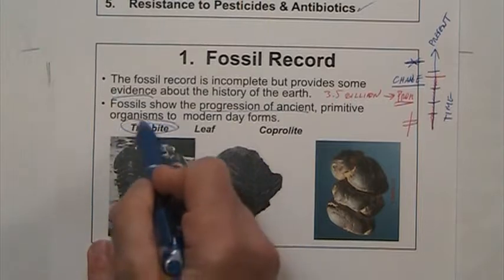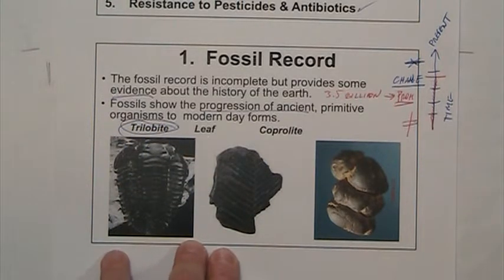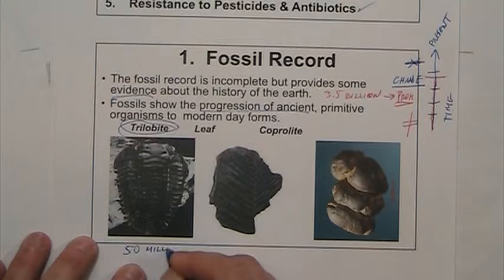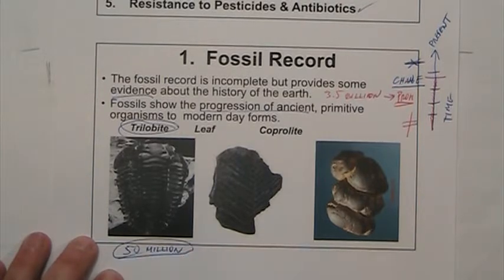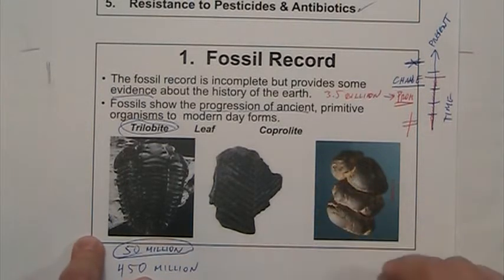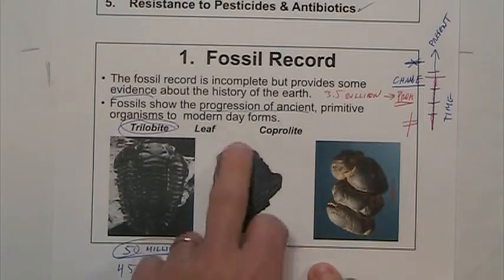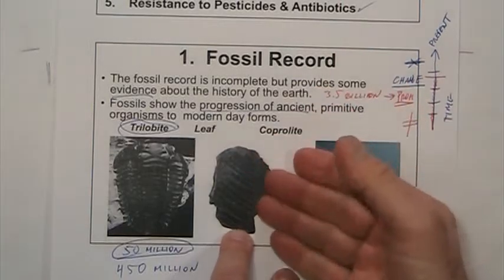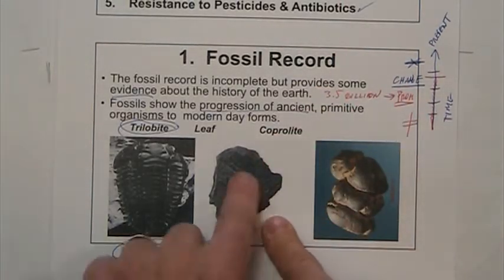Here you have a beautiful trilobite, just like the one I have in my room. These organisms lived for a very short period of time, about 50 million years. For us, that's an eternity, but it is a very short time that they were around on Earth. They were here around 450 million years ago. You also have a fossil of a leaf. I also have some leaf fossils, so even though they don't have bones, they still fossilize and leave imprints on the rocks.